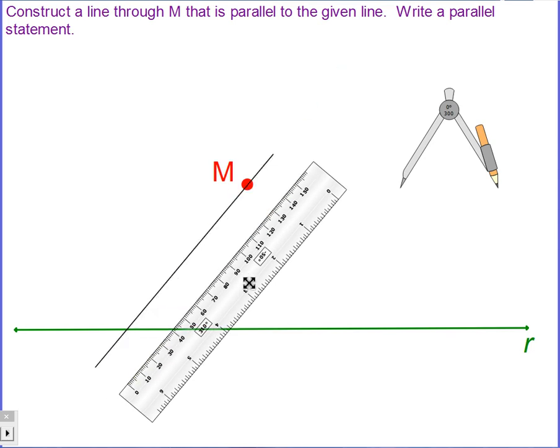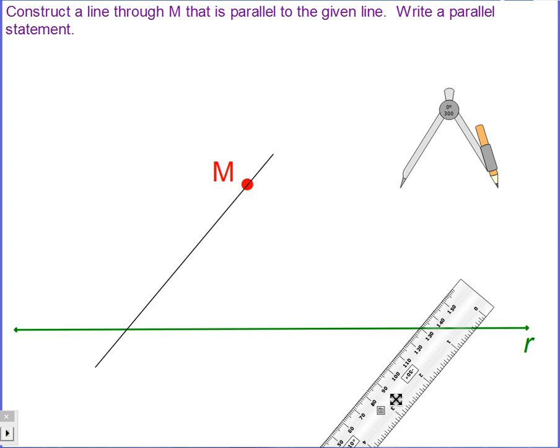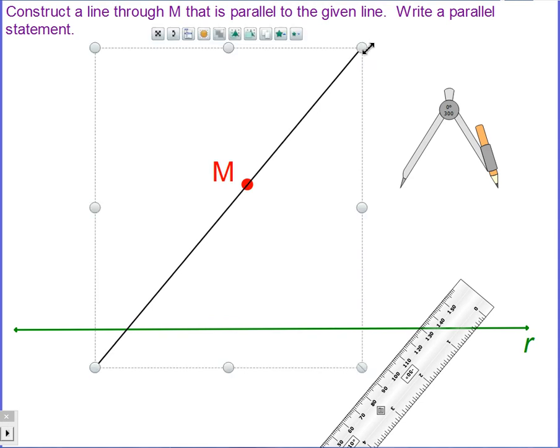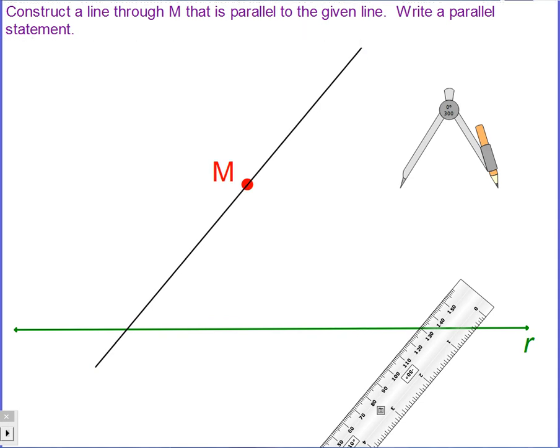So our first step is to draw a line. It can go through the line at any point. We need a line. And maybe I need to extend it a little. See if I can do that. All right. Through our point. Okay. Great.